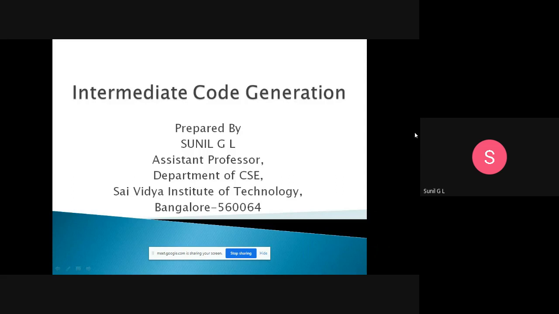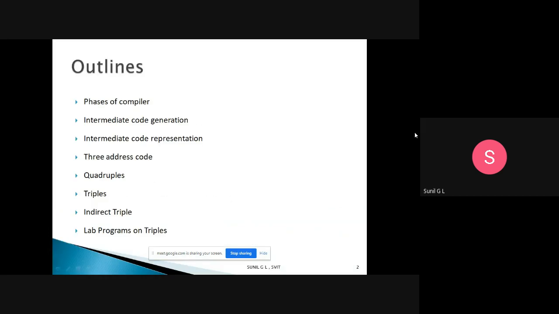Good morning, students. Today we will discuss the concept of intermediate code generation. The outline of today's class is: we discuss the phases of compilers, then intermediate code generation, then how we will represent that intermediate code, then three address code. In that we have quadruples, triples, indirect triples, and finally we will discuss lab programs.